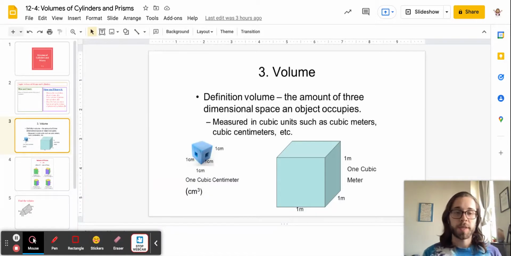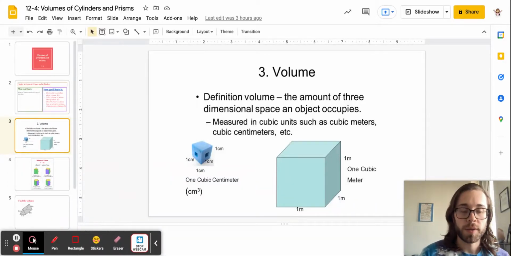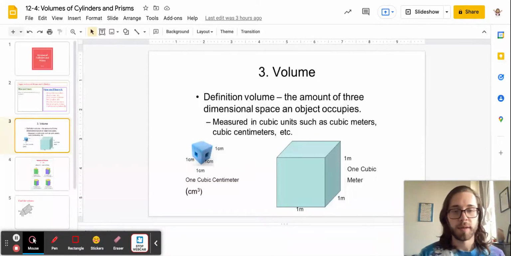Before, when we were just dealing with area, we were looking at how much space on a plane. Whereas with volume, now we're getting into the third dimension and trying to figure out how much space will be taken up. You could be dealing with filling things with gases or liquids and things like that.